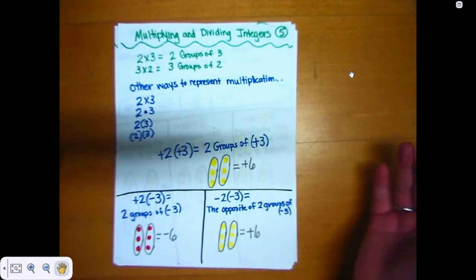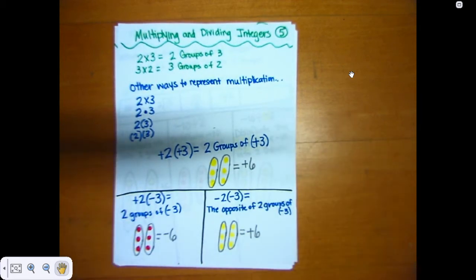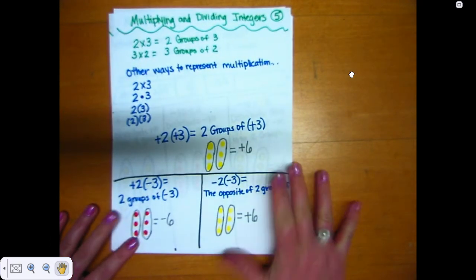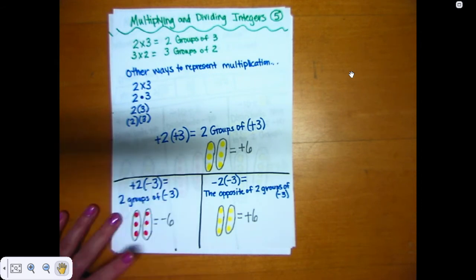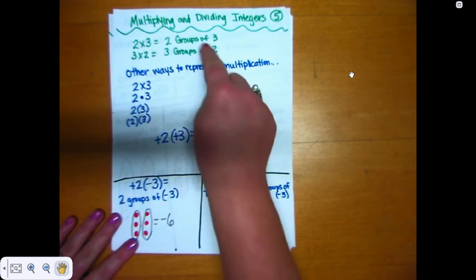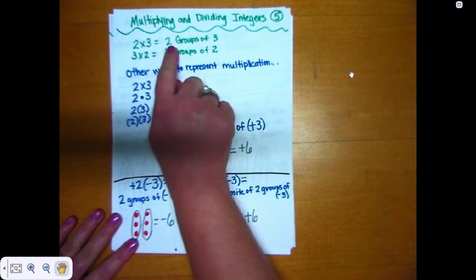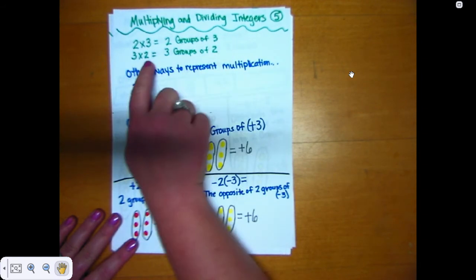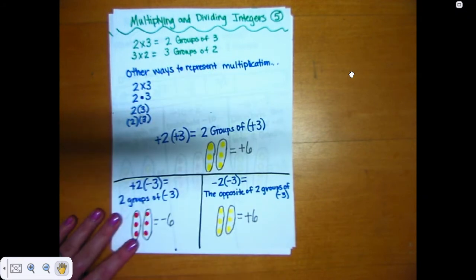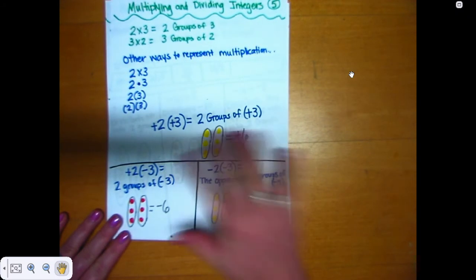Last week we talked about multiplying and dividing integers, and we did it with manipulatives, and this is our notebook entries from last week. We talked about multiplying really meaning two groups of three. So 2 times 3 would be two groups of 3, and 3 times 2 would be three groups of 2. And we did this by modeling with our manipulatives.